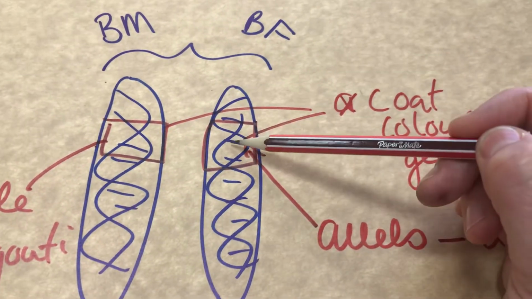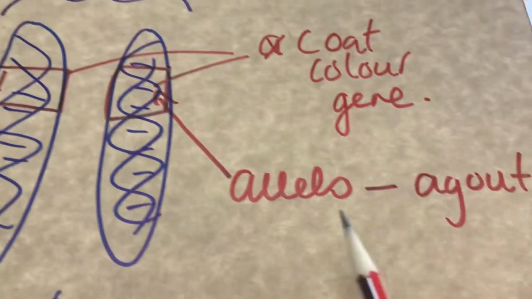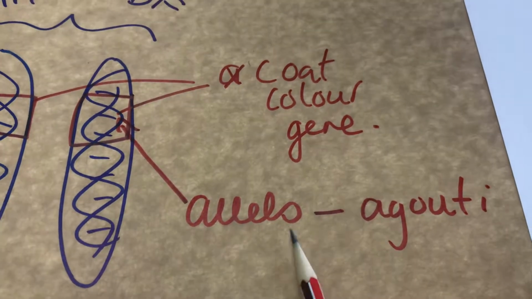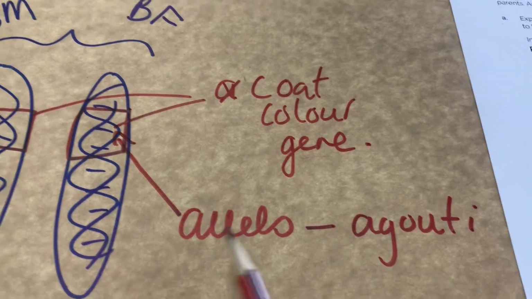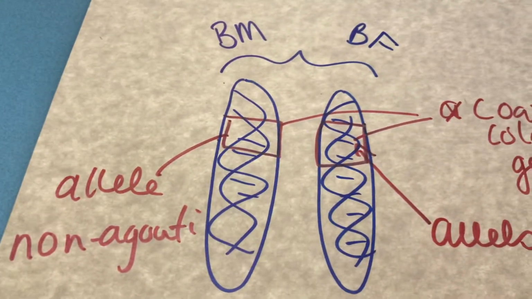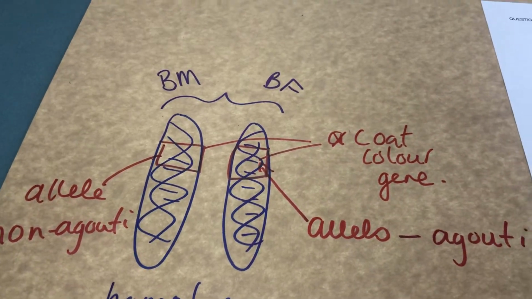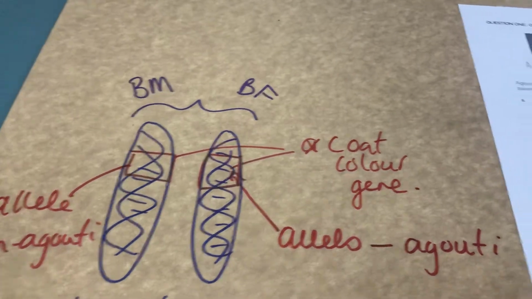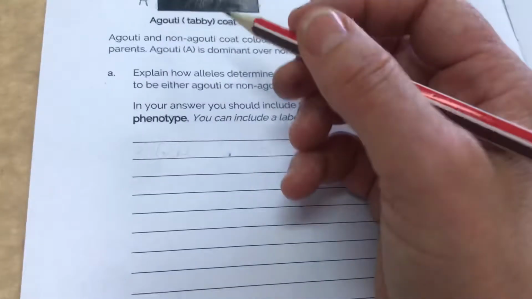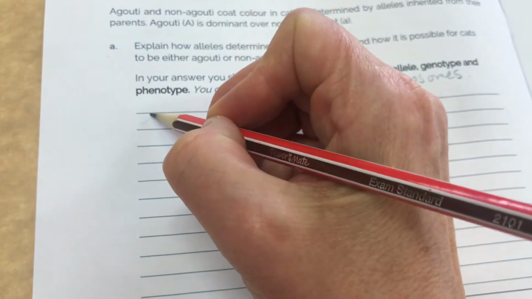So even though the coat colour gene is in the same place, we might have different alleles. So this could be the agouti allele, and this could be the non-agouti allele. So this diagram here would be the one that I would draw in my space in the question given to me. What would I write in here? So I'm going to define these terms.